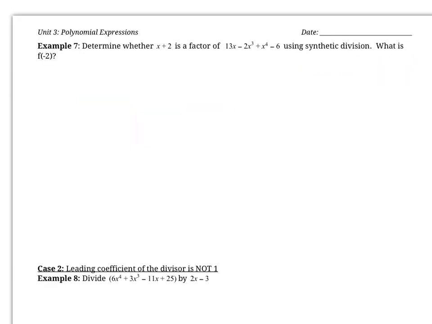Example 7 is just the same as something we've already done. We've already proved this using long division. So it says, is x plus 2 a factor of this? Because we know the answer is yes, we should have a remainder of 0, so let's triple check it using synthetic division.